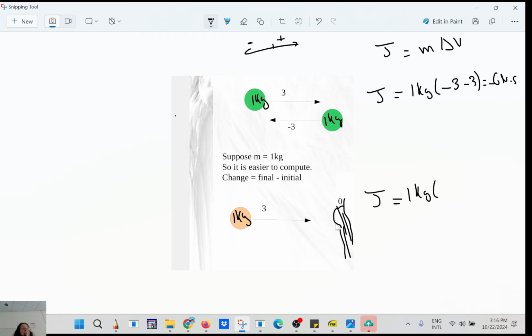So J here will be 1 kilogram. What's the final velocity? 0. Right, so it's going to be 0 minus initial, so that's going to be -3.